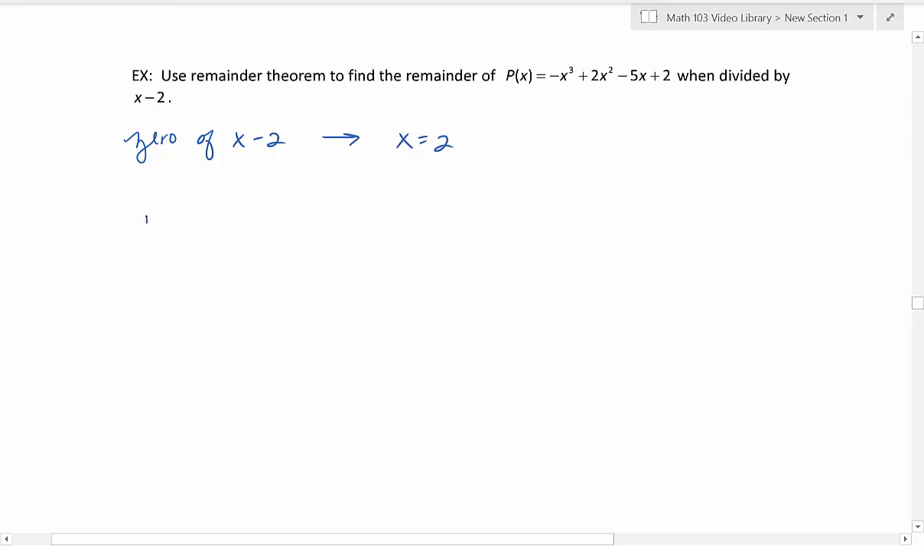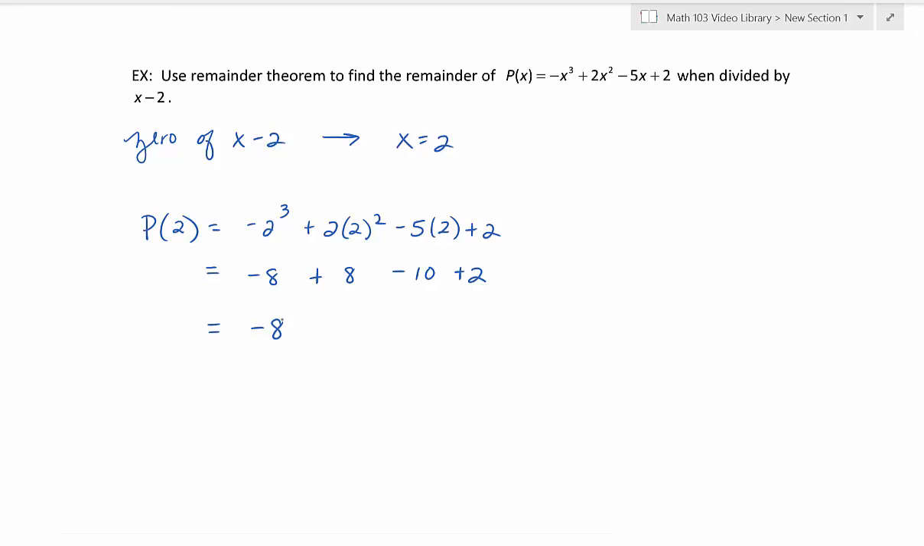So we're plugging 2 into our polynomial. That's negative 2 to the third plus 2 times 2 squared minus 5 times 2 plus 2. It's going to be negative 8 plus 2 times 4, which is also 8, minus 10 plus 2. Adding all those together, we get negative 8. So the remainder, when dividing p of x by x minus 2, is negative 8.